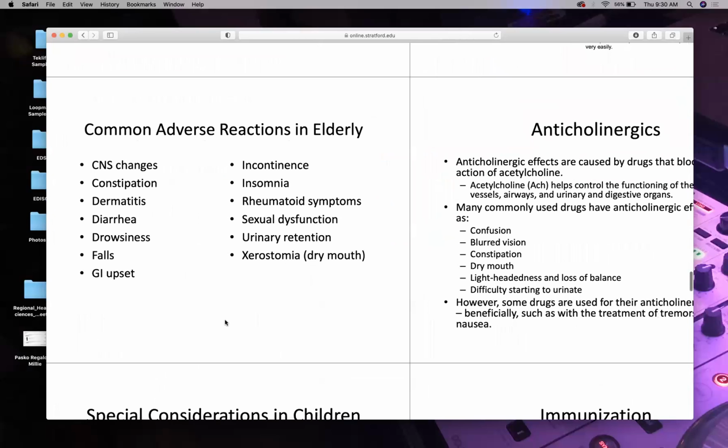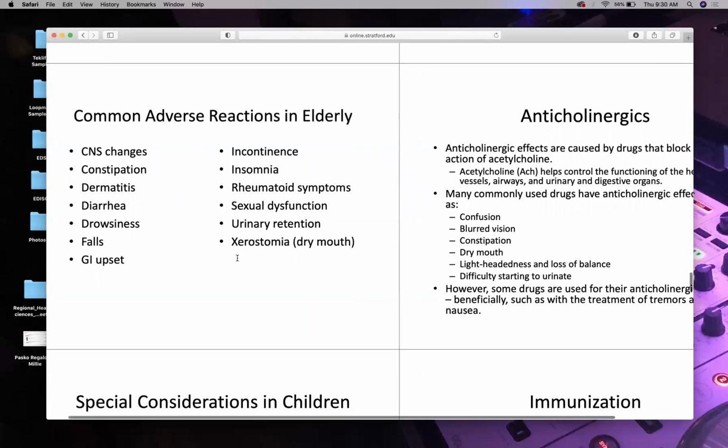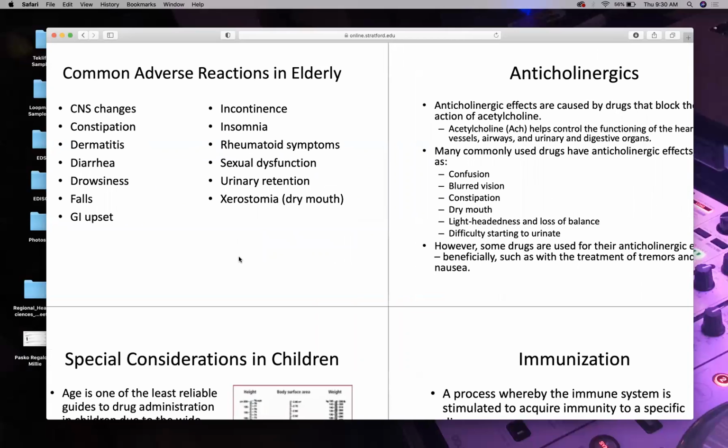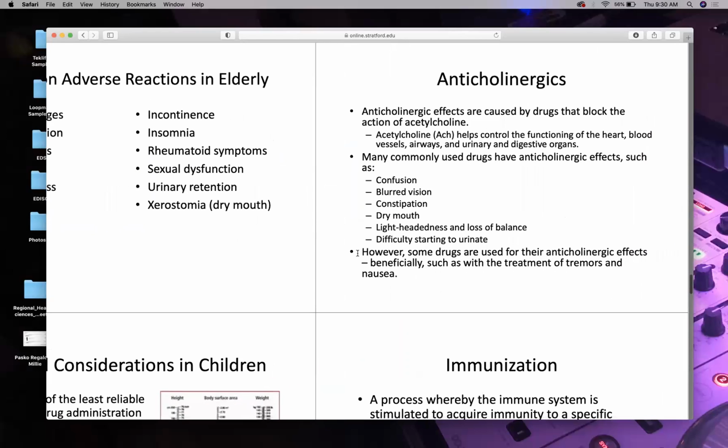Common adverse reactions, you've heard them all, right? You've even heard those funny commercials: may result in death. And it's funny for the commercial, but not funny for our patient. Let's talk about anticholinergic effects.